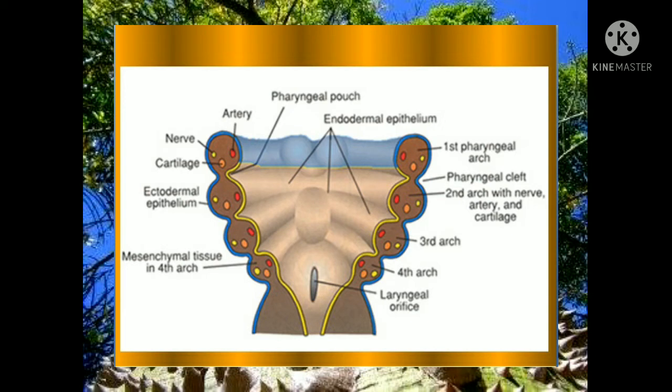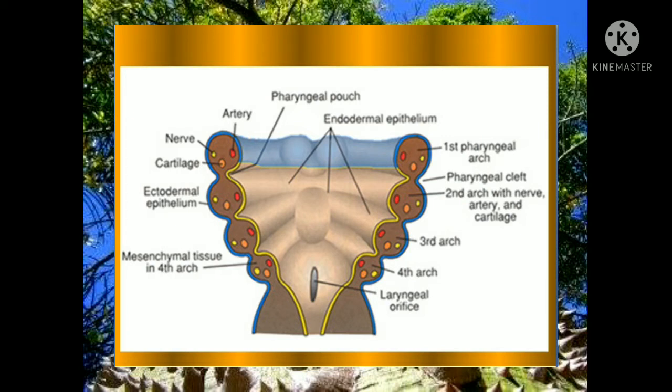Later in development, this musculature may or may not retain its attachment to the skeletal elements derived from the same arch. In the case of arterial arches, ventral to the foregut, an artery called the ventral aorta develops.